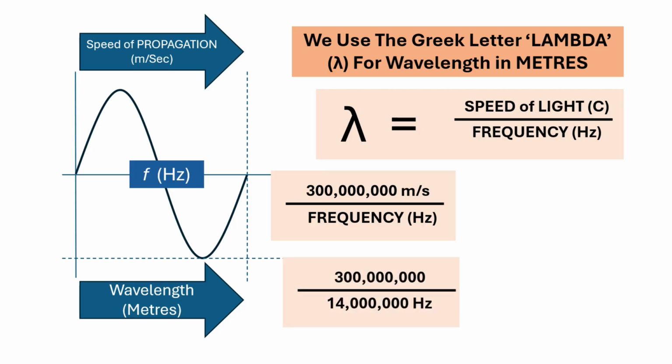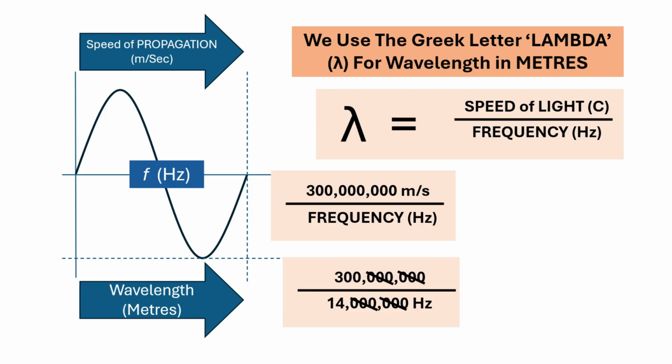Here we are dividing 300 million by 14 million Hertz. This is the speed of light divided by the frequency in Hertz. We've got some very big numbers here, but there is a trick we can play with the division. We can cancel out some of the noughts on the top line and the bottom line, and here we've cancelled out the 6 zeros that represent the millions on both sides of the division.